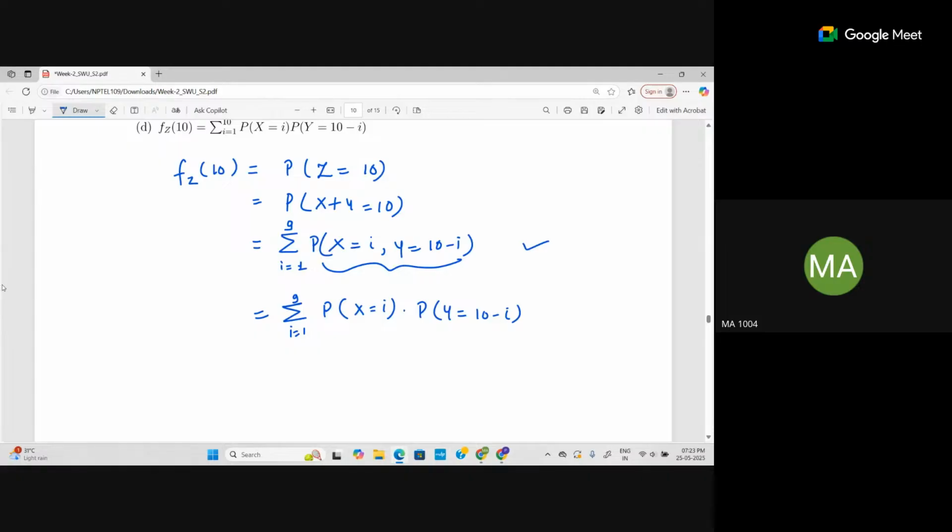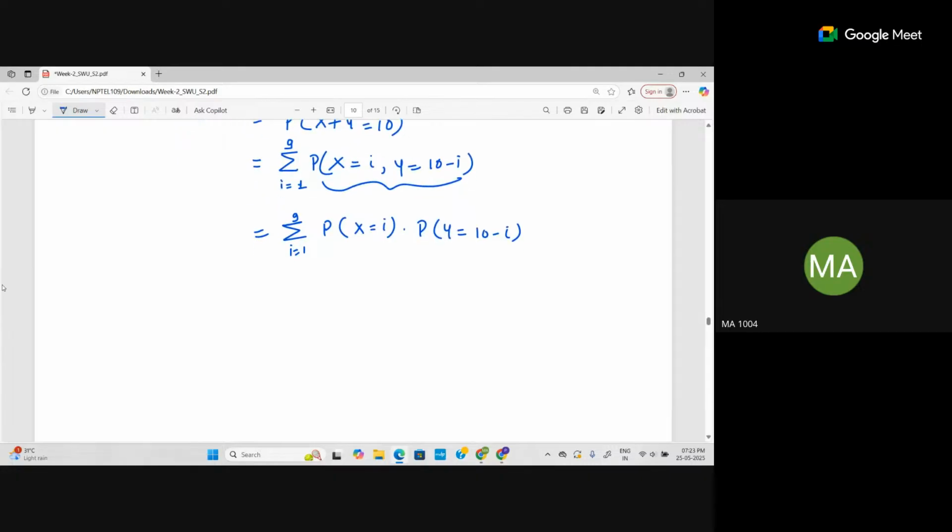Is it clear? Because both are independent. Now we can just solve. This is the PMF of geometric distribution at point I, and this is also geometric when y is taking value 10 minus I. So the summation, I going from 1 to 9, and you should remember the PMF of geometric. It is (1 minus p) to the power I minus 1, into p. And here it will be (1 minus p) to the power 10 minus I minus 1, into p.